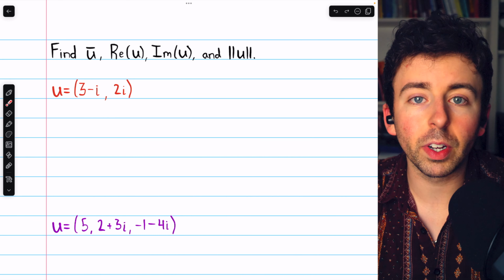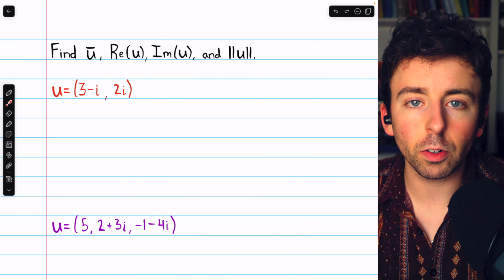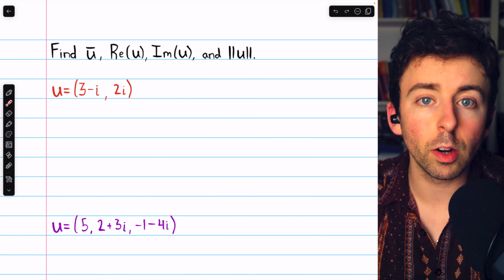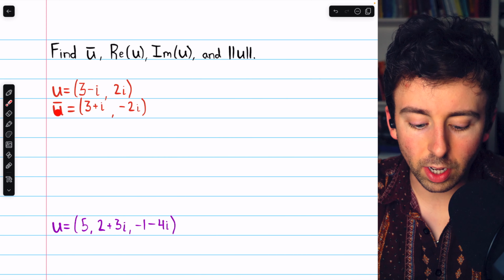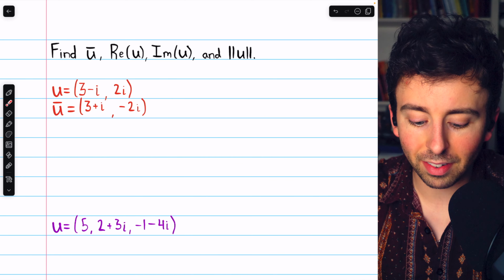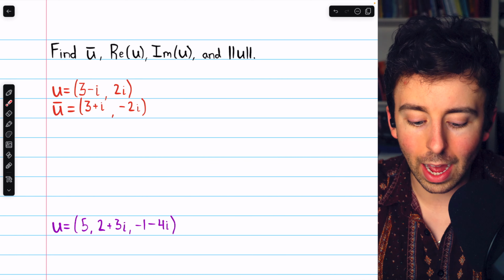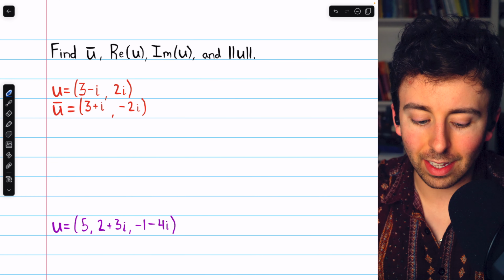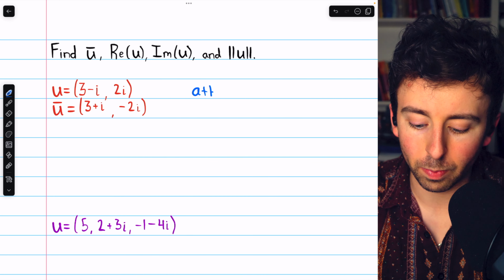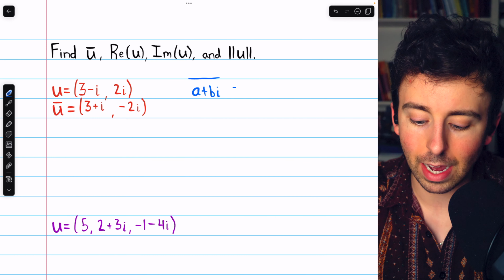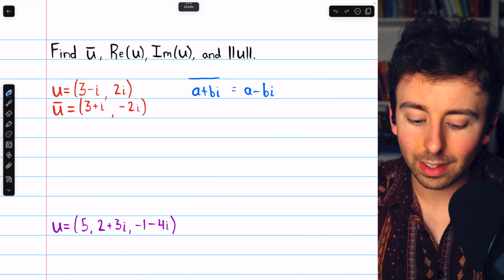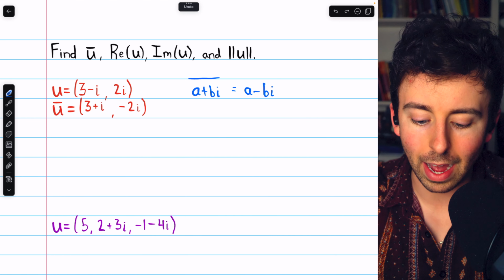The conjugate of a complex vector is just the vector whose components consist of the conjugates of the original components. So the conjugate of u is just 3 plus i and negative 2i. Recall that the conjugate of a complex number just negates its imaginary part. So the conjugate of a plus bi is a minus bi. The conjugate of 3 minus i is 3 plus i. The conjugate of 2i is negative 2i.